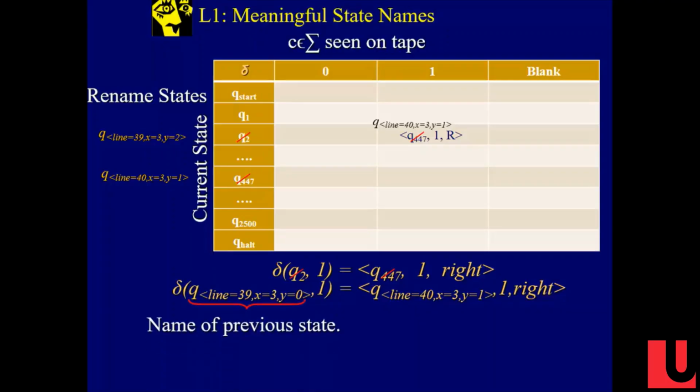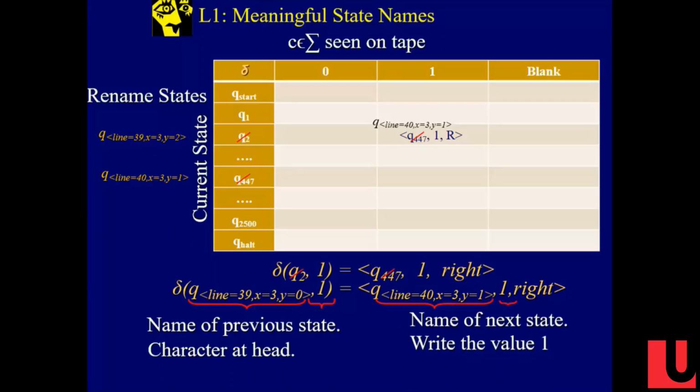All right? That was the name of the state you're currently in, right? That's the name of the character that you're looking at. That's the name of the next state. That's the value you write. That's whether you move the head right or left. Everybody getting this? I just remind you periodically because my guess is you haven't actually memorized it.